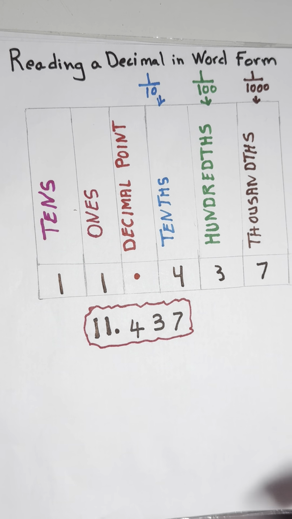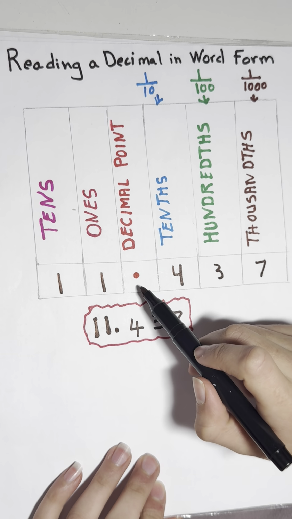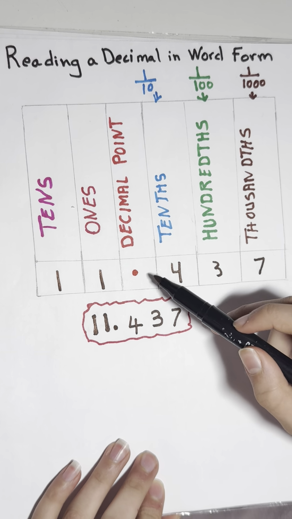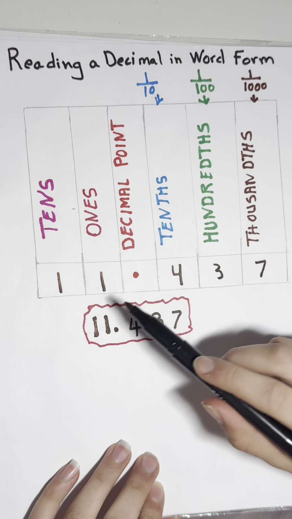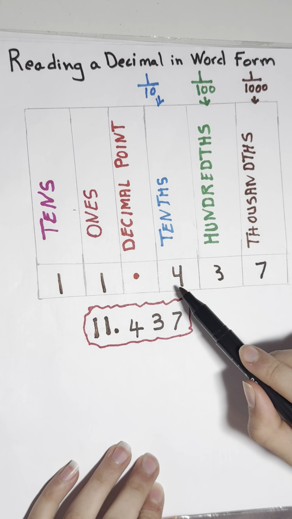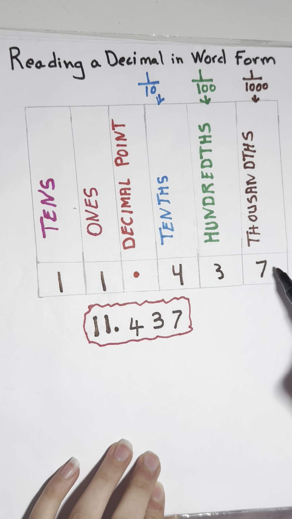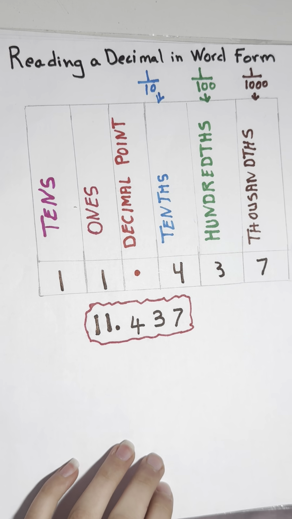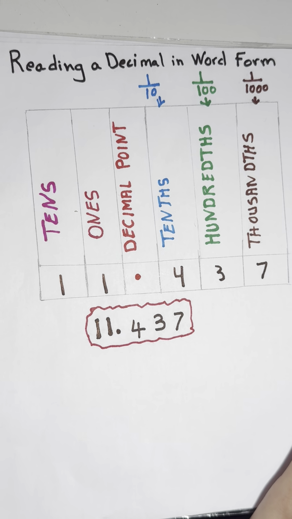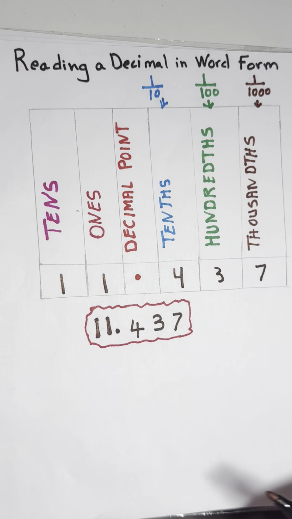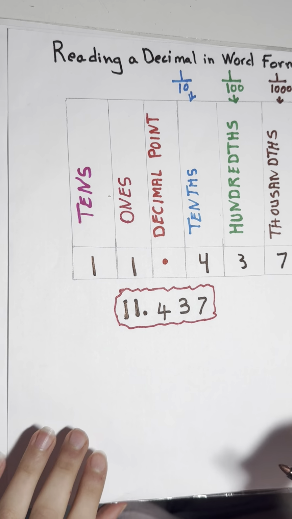Now, let's see. How can we read this correctly? Okay, 11, and don't call this point. It's called and. Pretend it says and right there. So 11 and 437 thousandths, because the 7 ends in the thousands place. So now, let's do some examples so you can get it a little more.